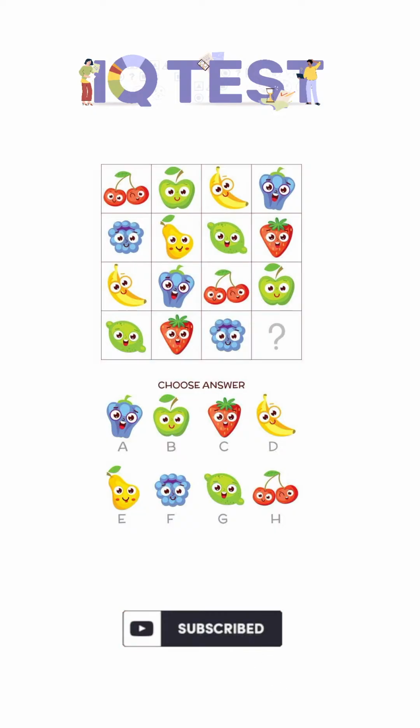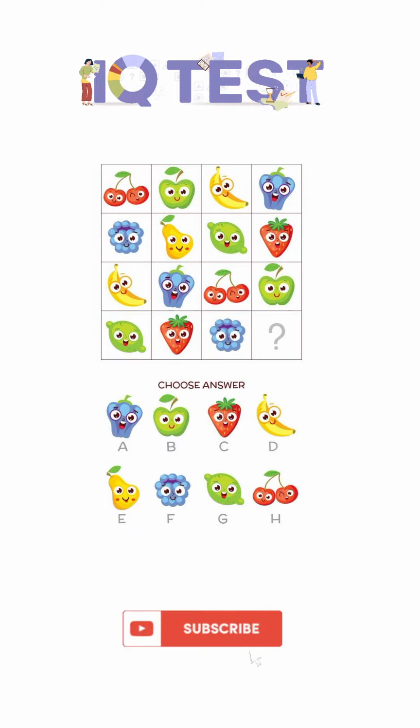We have cherry, apple, banana, then bell pepper. Then we have on the second row, sorry, the second column, we have those berries, then pear, then I think guava and strawberry. Yes. And then on the third one, we see banana, bell pepper, cherry, and apple. Then on the last row, we see lemon, strawberry, berries, and question mark.